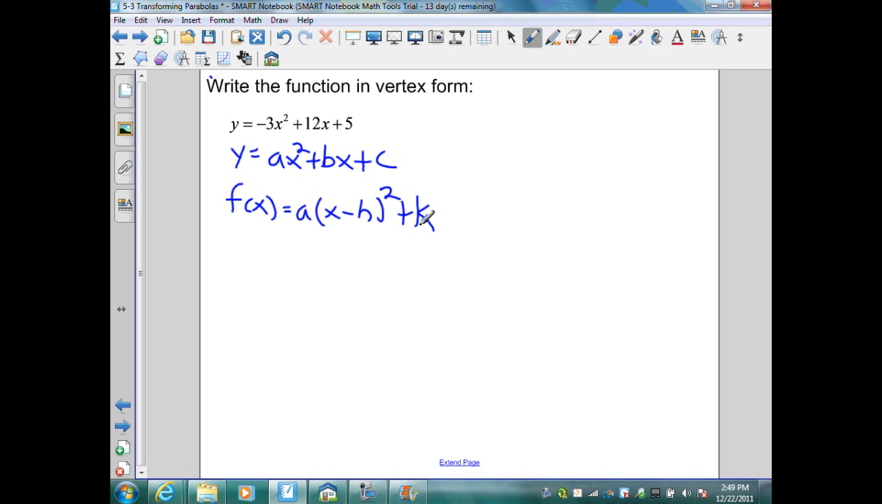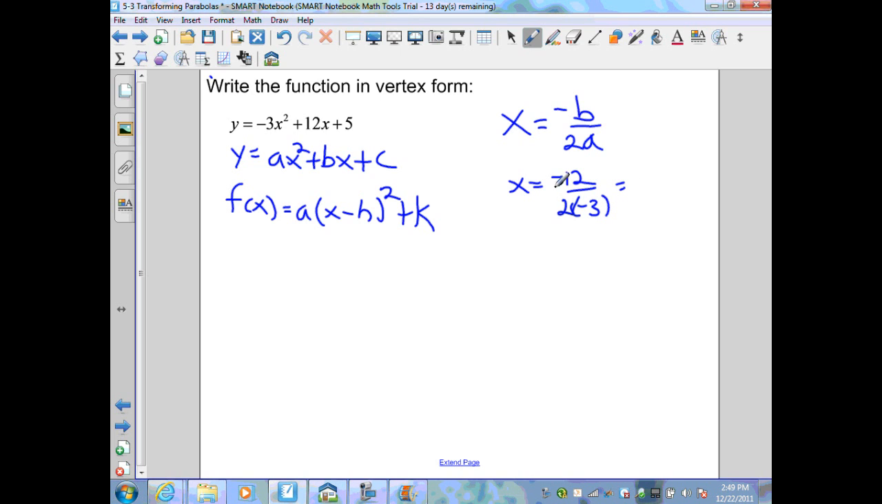If we recall from a previous section, we could find the vertex if we're given standard form by solving the equation x equals a negative b over 2a. So we can just substitute in our b and a and get our x value. To do that, we get x equals a negative b. Here b is 12, so that's a negative 12, over 2a is a negative 3, so that's 2 times a negative 3. That gives me, when I simplify, negative 12 over negative 6, which is 2.